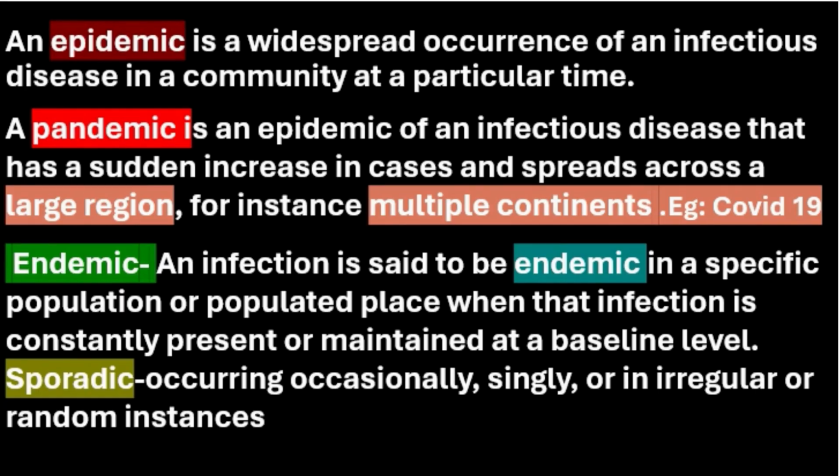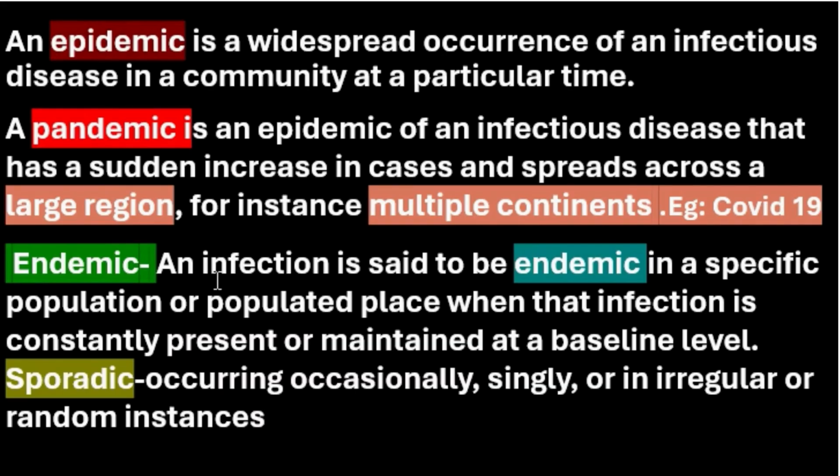An epidemic is a widespread occurrence of an infectious disease in a community at a particular time. The pandemic is an epidemic of an infectious disease that has a sudden increase in cases and spreads across a large region, touching multiple continents. The best example which we know for a pandemic is COVID-19.